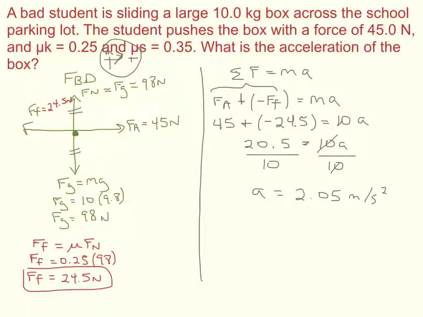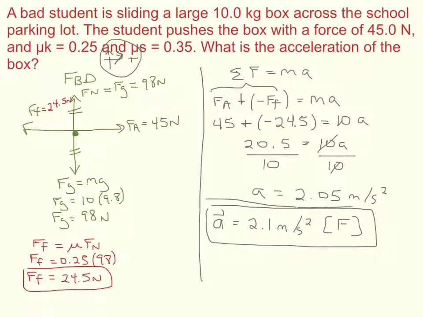We can't keep all those digits. Mass is 3 sig digs, so is the applied force, but the coefficients of friction are only 2 sig digs. So when I write this, I'm going to say acceleration, and make it into a vector. I'll say it's 2.1 meters per second squared, and I'm going to say forwards. You could say to the right, that's true as well. I'll stick 2 boxes around this to say, there's my final answer. What's the acceleration of the box? The acceleration of the box is 2.1 meters per second squared forward. Good, we're done.